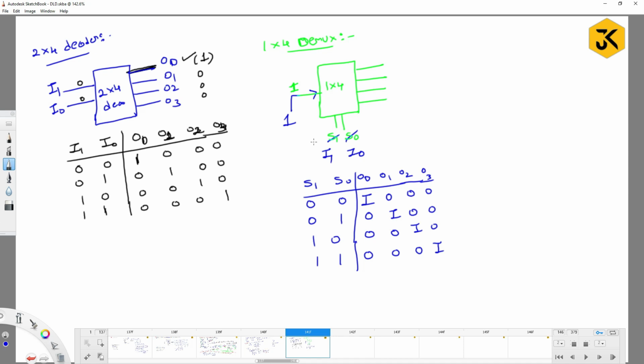So I hope you understood the difference between these two now. In the case of a decoder, if you provide a certain input, it is going to produce the high output at the respective location.